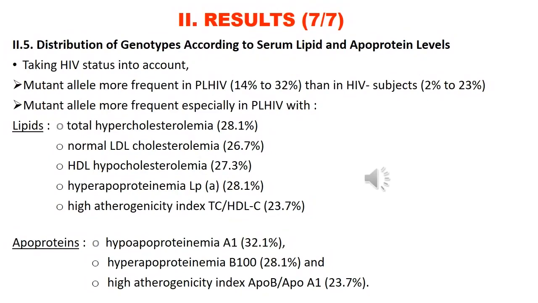23.7%. For apoprotein concentration, the mutant allele was more frequent, especially in persons living with HIV, presenting hypoapoproteinemia A1, 32.1%, hyperapoproteinemia B100, 28.1%, and high atherogenicity index as apoproteinemia B divided by apoproteinemia A1, 33.7%.